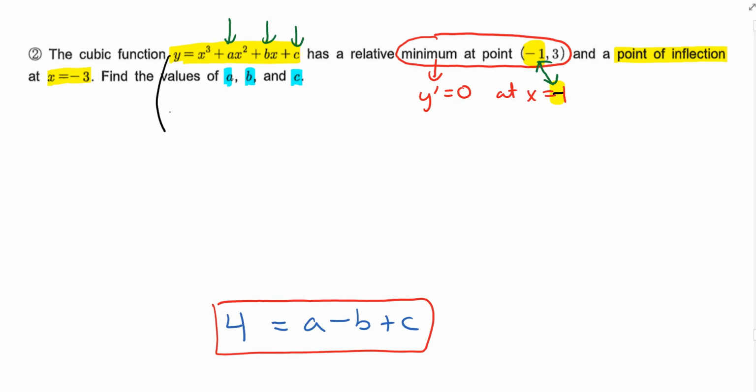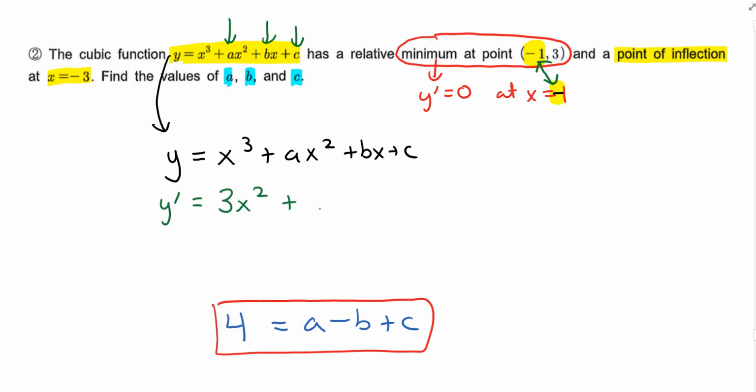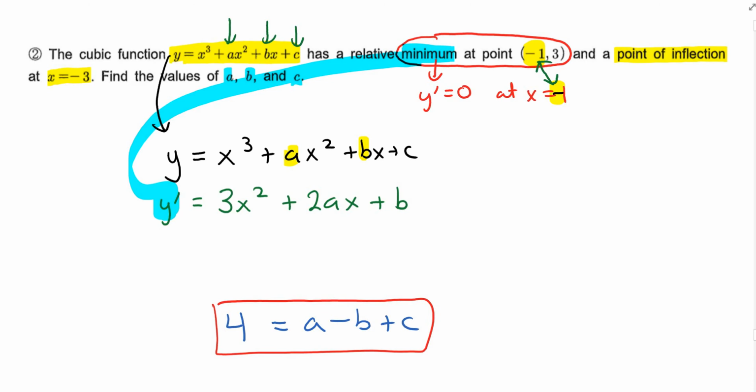So let's go ahead and write out my original function again, and I need to find its derivative. And the derivative, we can write that as y prime equals 3x squared plus 2ax plus b. Now remember, the values of a and b are just constants, so just remember that when you're taking the derivative. And since we have a relative minimum, that means that the first derivative is equal to 0, and that happens at the x value of -1.